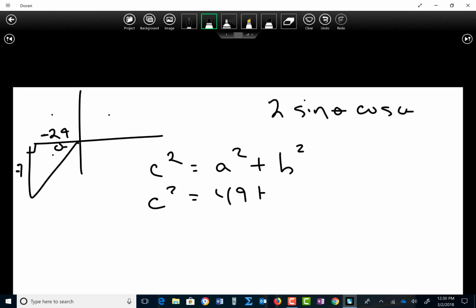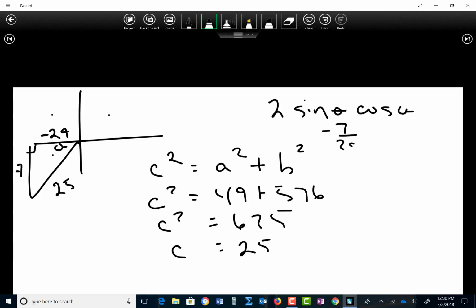Let's see what 24 squared is. Can't do that in my head, so I'm going to have to do it on my calculator. 576 plus the 49 is 625. 625, I believe, is a perfect square, so the square root of 625 is 25. So that hypotenuse is 25. So simply plug it into your formula. Sine would be opposite over hypotenuse, which would be negative 7 over 25. Cosine would be negative 24 over 25.